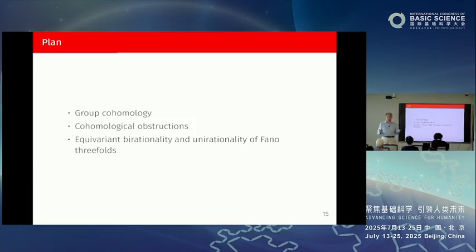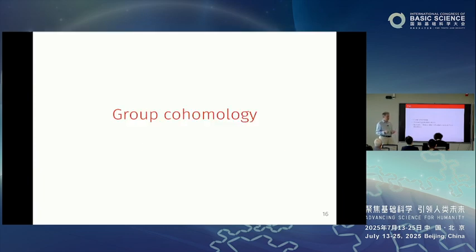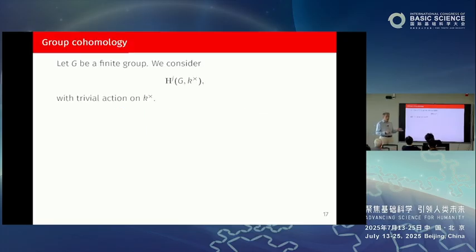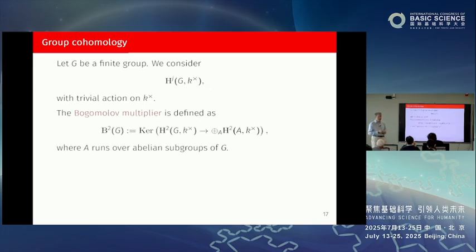So the plan for the talk is: I'll discuss some cohomological obstructions, group cohomology, and then I'll give you applications to concrete geometric problems, birationality in the equivariant context, as well as unirationality of Fano threefolds. All right, so let's start with group cohomology. We have a finite group and the cohomology of the finite group with coefficients in K star, where K is our ground field, algebraically closed, with trivial action on K star.